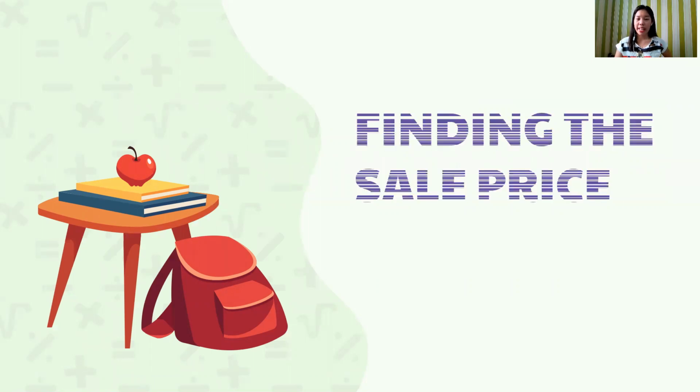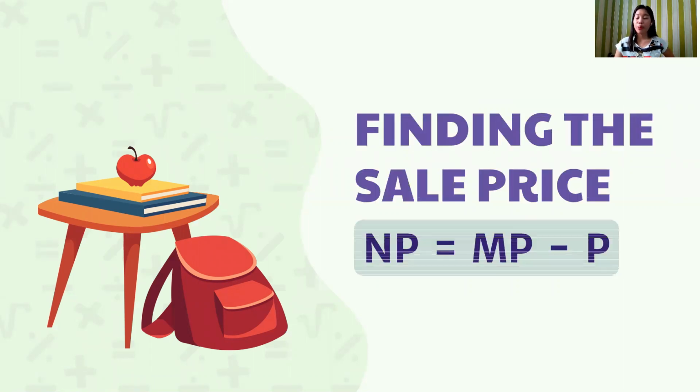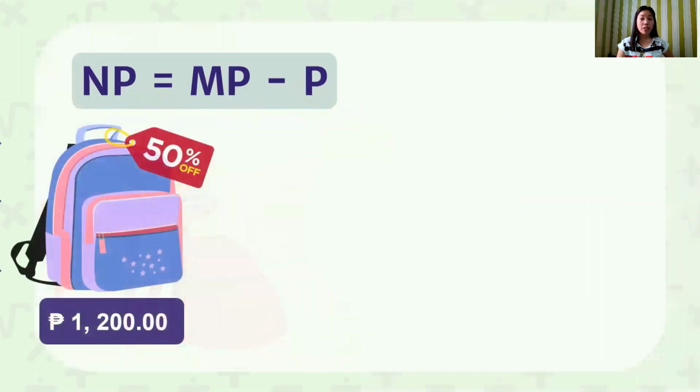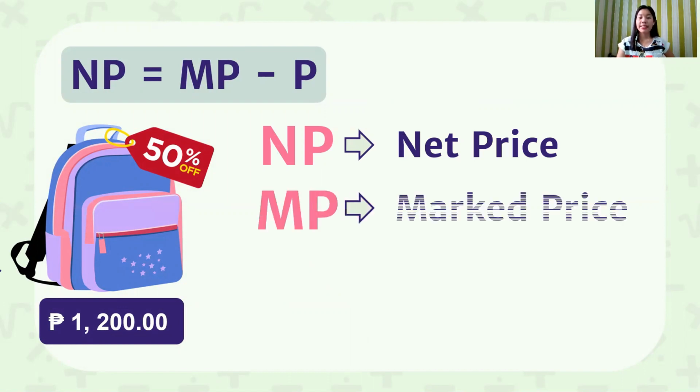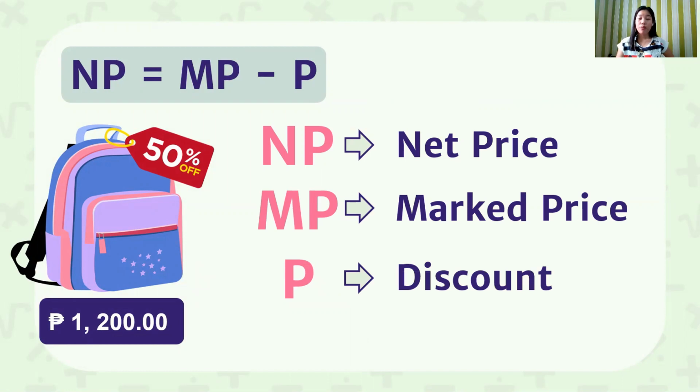Let us now find the sale price. In finding the sale price, we use this formula: NP equals MP minus P. Again, the formula in finding the sale price is NP equals MP minus P. This is where NP stands for the net price or sale price. MP stands for the marked price or the original price. And P is for discount. NP for net price, MP for the marked price, and P stands for the discount.